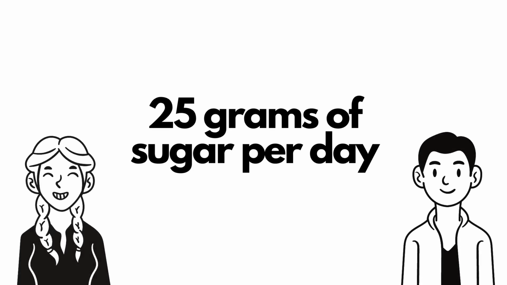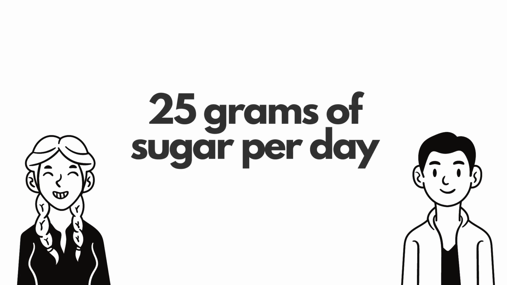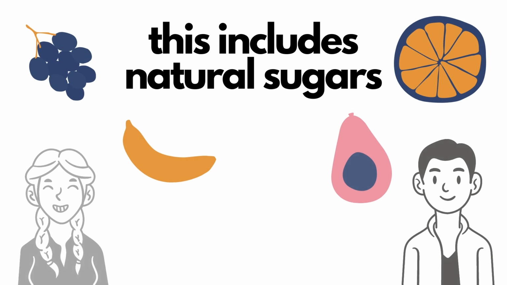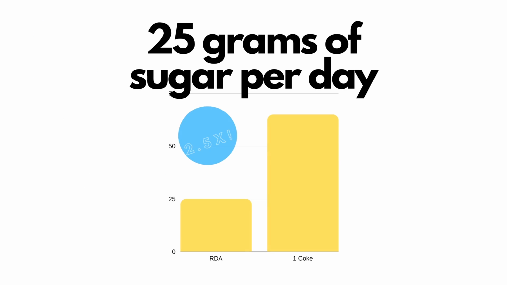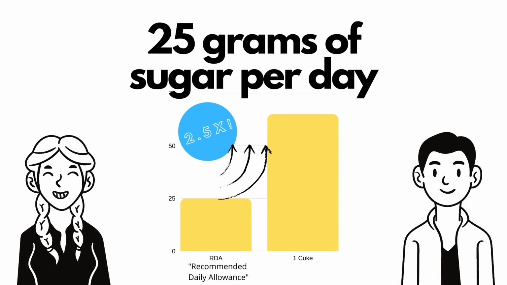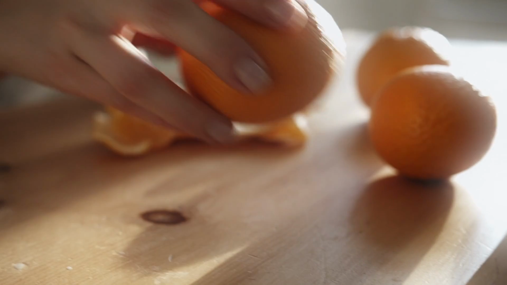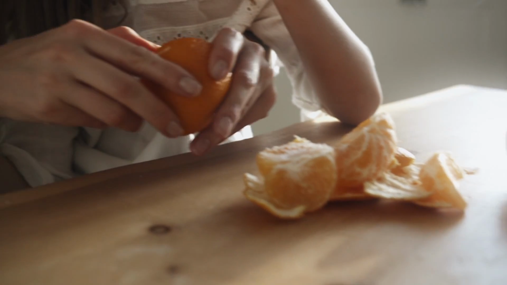At the end of the day, it is recommended that kids should only have 25 grams of sugar per day. This includes the natural sugars found in the food and drinks we mentioned earlier. If you drink a bottle of Coke, you've already consumed more than 2.5 times the amount of sugar you're allowed for the day, and it would be much better to get your sugar intake from things like fruit and milk. This is why drinking water is so important.